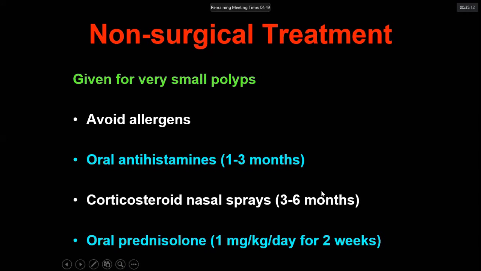So what are the non-surgical treatments? There is something called medical polypectomy, but that is a misnomer. When you say polypectomy or ectomy, it almost always means surgery, so there's nothing like medical polypectomy. But in case of ethmoidal polyps, sometimes we can attempt medical therapy.